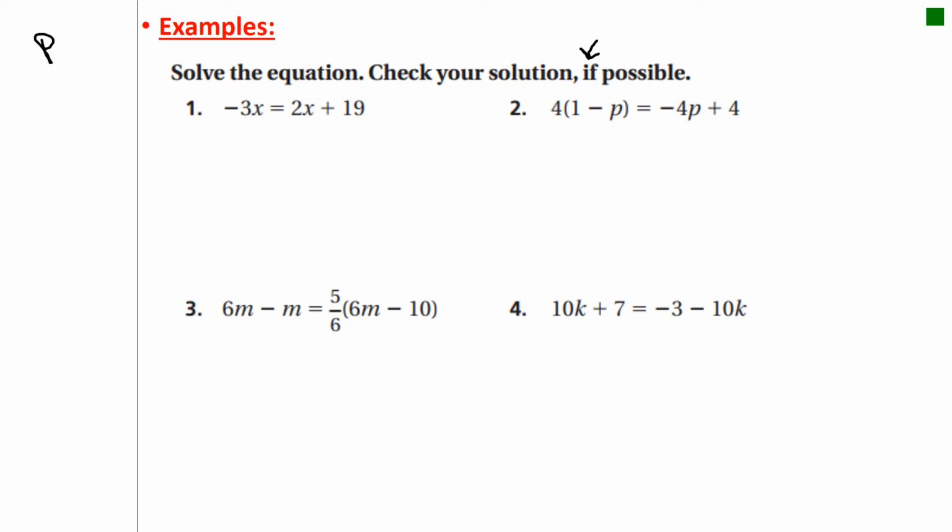So, P, C, S, A, D, M, E. All right, are there any parentheses for the first problem? No. So, check off. All right, like terms. Are there like terms on the same side of the equal sign? No. Okay, there are like terms on opposite sides. Here's a like term here, and here's a like term here.